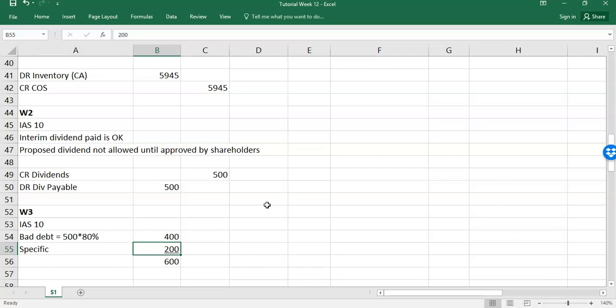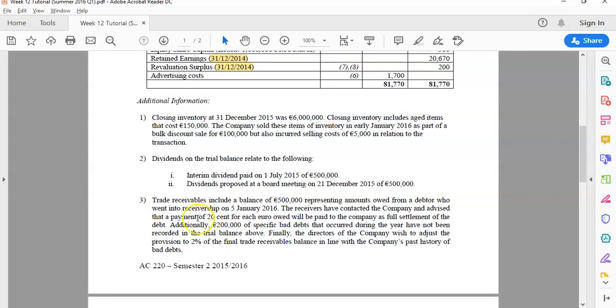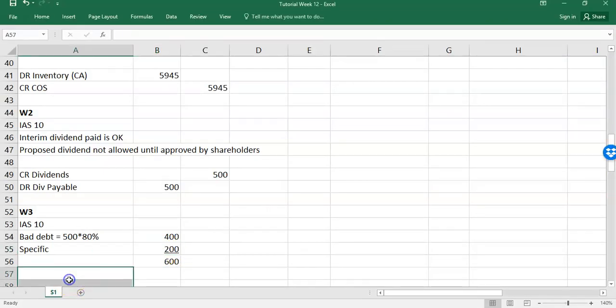So just read the question, don't write off 20%. That's how much you're going to get paid. So that 20% stays as a trade receivable at the year end, because you'll get it at some time in the future. The other 80%, the 400,000, is written off.